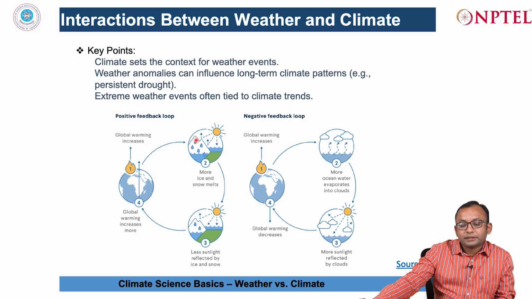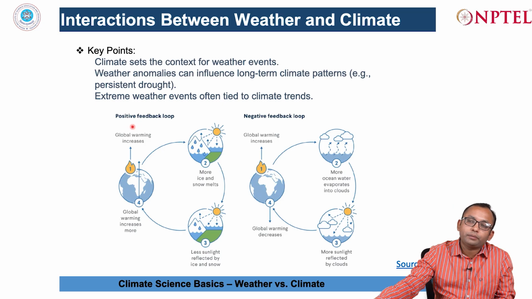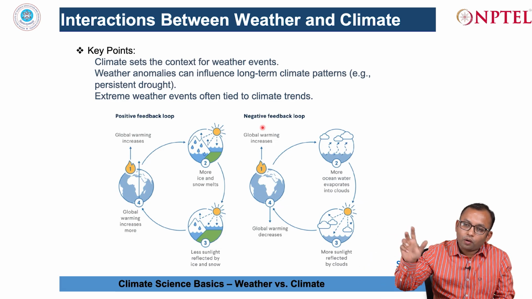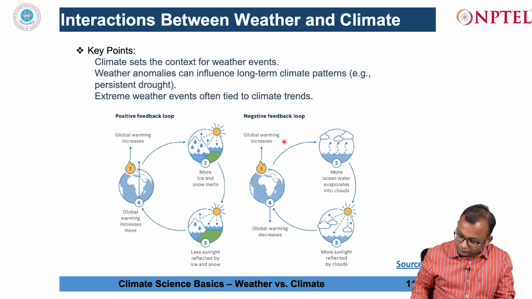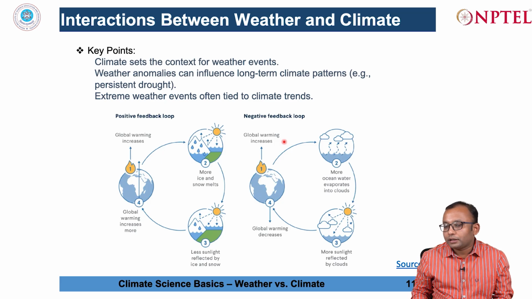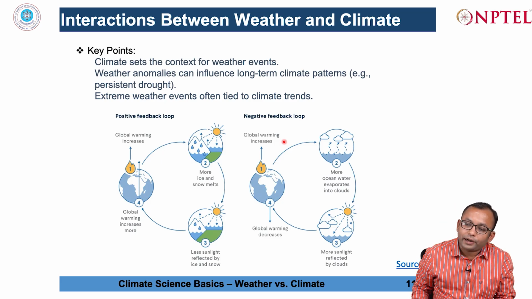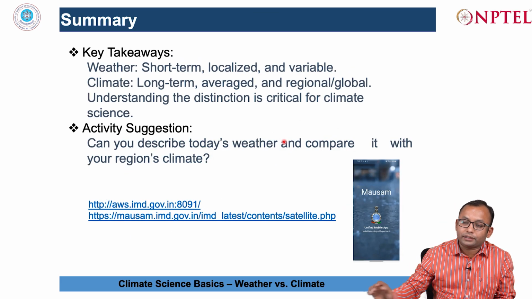So if you understand this positive or negative feedback loop, there is a certain sense of weather patterns which sometimes influence your long term climatic behavior in different regions as well. So this is how we can understand the interaction between weather and climate in the regions.